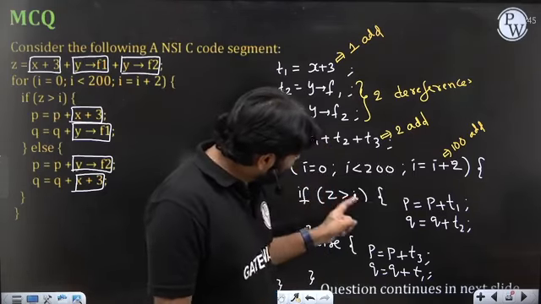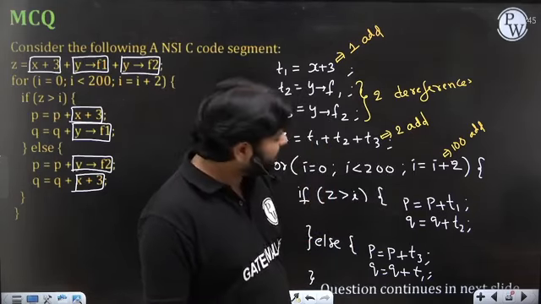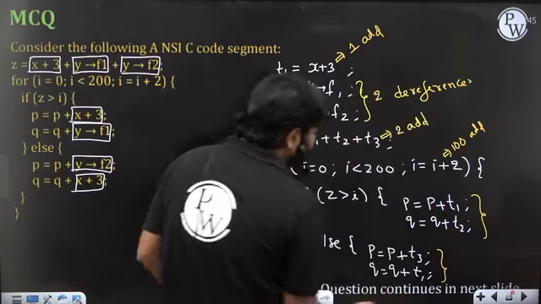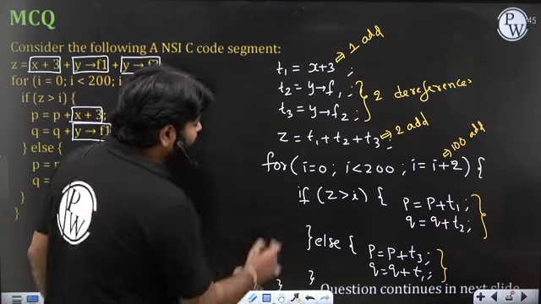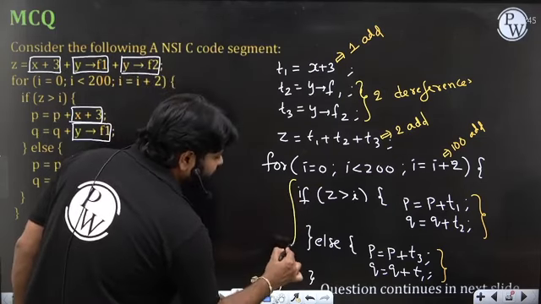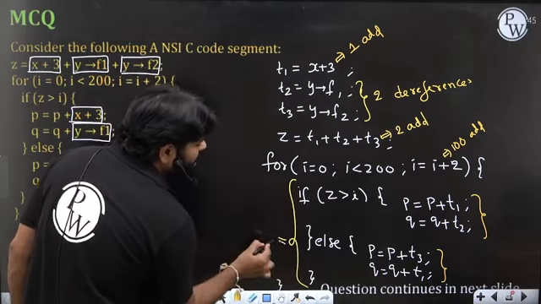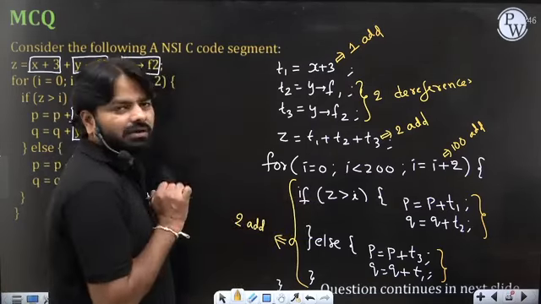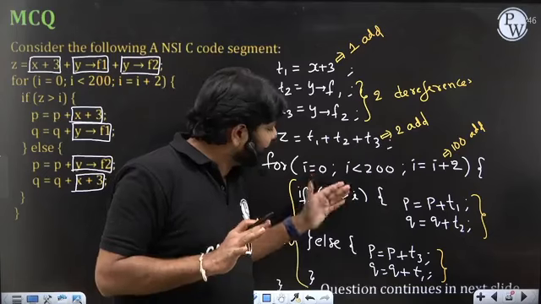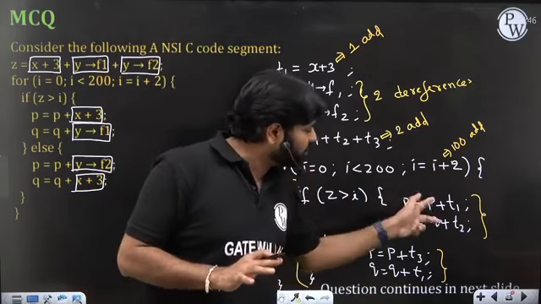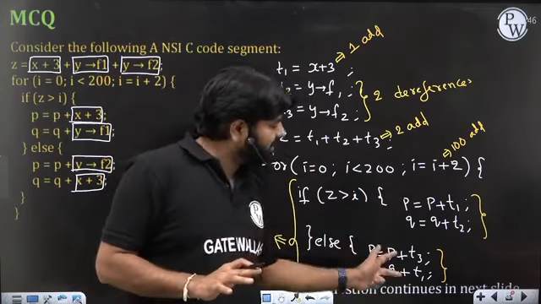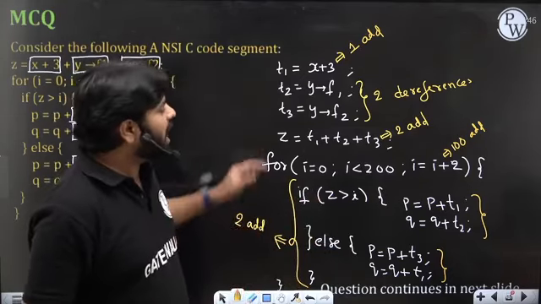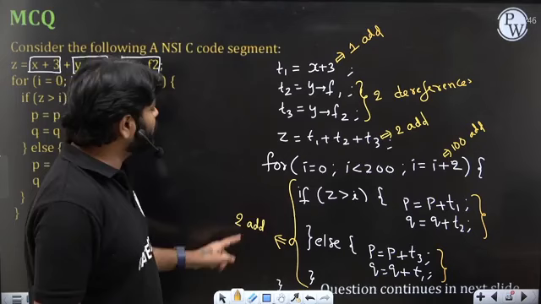Now either you go to the if or the else. How many operations are there? Here 2 additions, here 2 additions. So definitely you will enter either the if or the else, and which one doesn't matter. Every time you enter, only 2 additions happen, nothing else. 4 additions will not happen. If you enter the if, 2 additions, or if you enter the else, 2 additions. So every time you enter the for loop, 2 additions. 100 times you enter.